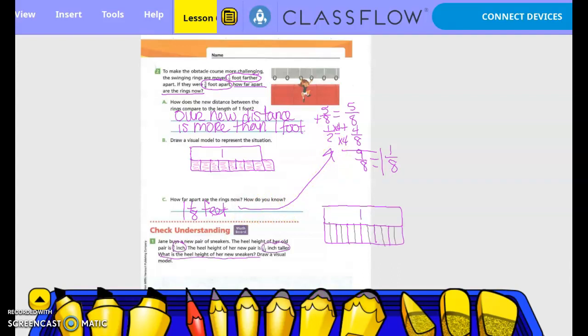So for understanding, number 1, Jane buys a new pair of sneakers. The heel height of her old pair is 5/6 inches. The heel height of her new pair is 1/12 inches taller. What is the heel height of her new sneakers? So we're adding, right? Because it gets bigger.